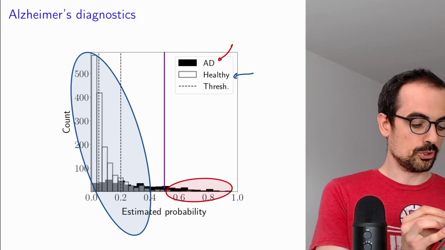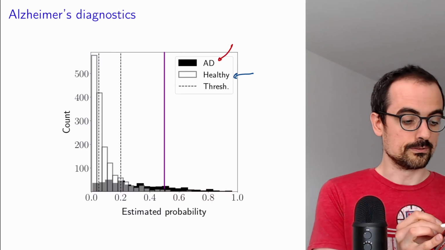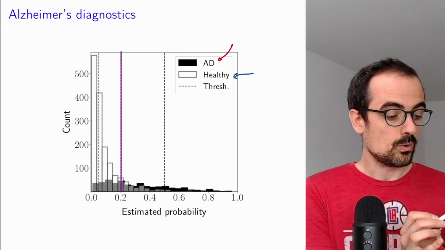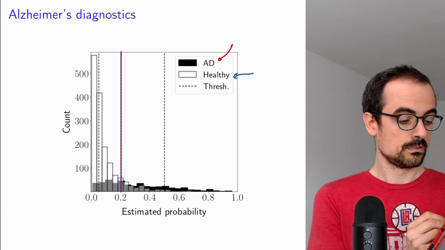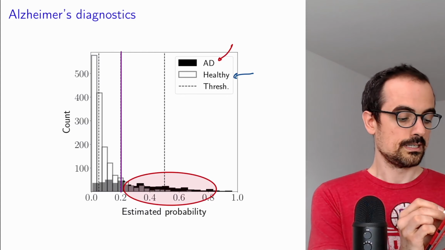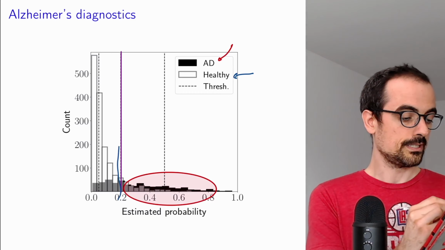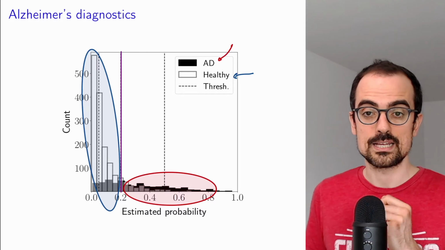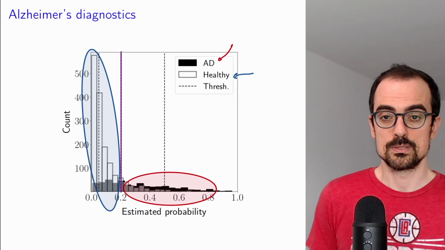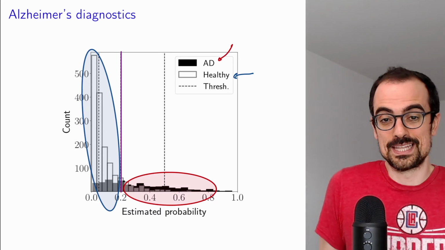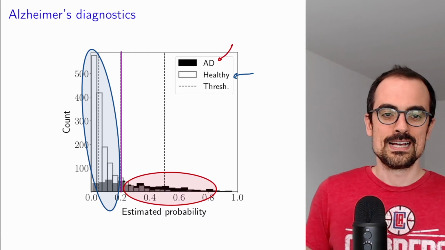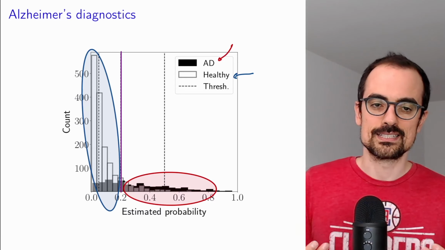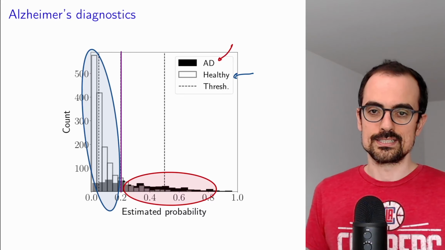Now, what happens if we push the threshold down to 0.2, for example? Now we're saying that these people have Alzheimer's and these people are healthy. And as you can see, we have really increased the number of true positives. Now there's more Alzheimer's patients that are to the right of the purple line, but we have also increased the false positives, right? So there is a trade-off there that is going to be reflected in the metrics that we defined before, as we're going to see in a moment.